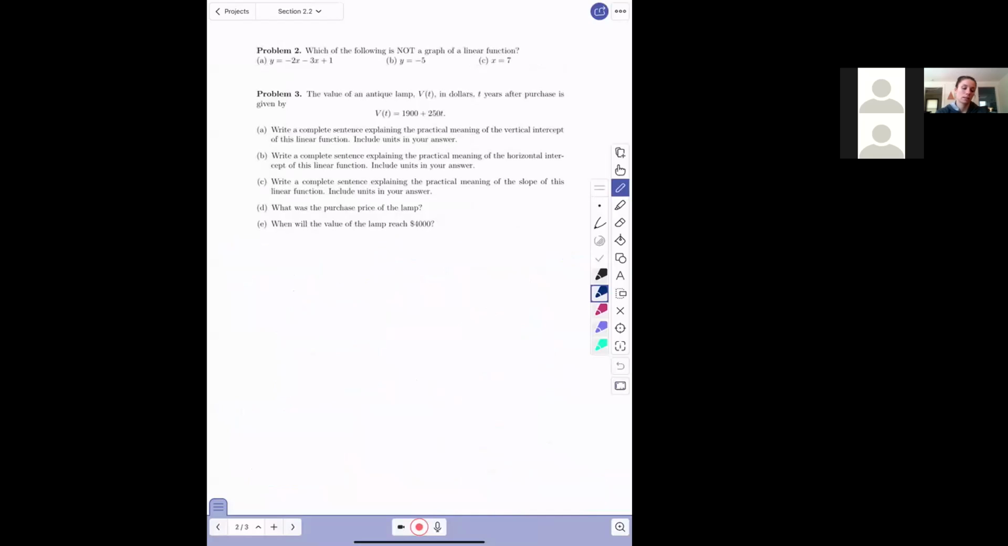All right, on the next page, we're going to do most of problem 3 together. Problem 2 is for you to do on your own. I'm going to give you a hint. So problem 2, which of the following is not a graph of the linear function? So you have to make sure that it's a linear equation, but also you have to make sure that it's a function. So remember, it has to pass the vertical line test. So when you go through this one, make sure you're paying attention to both of those words. They're both very important.